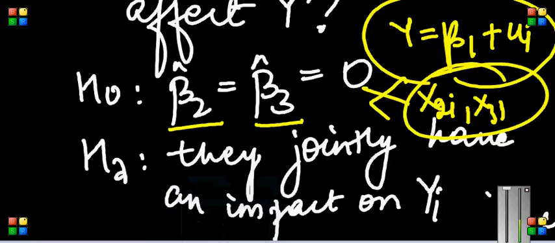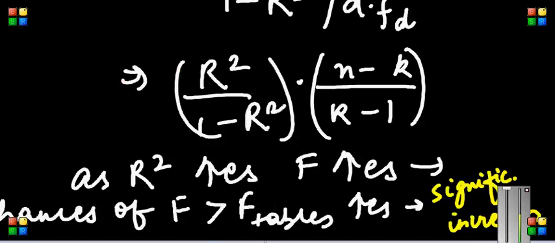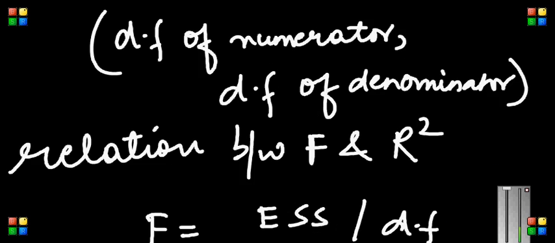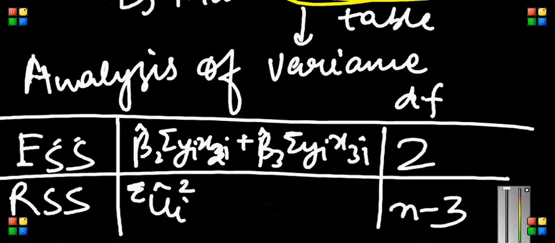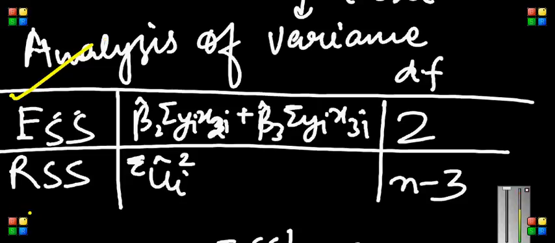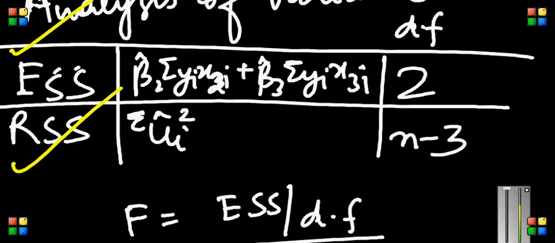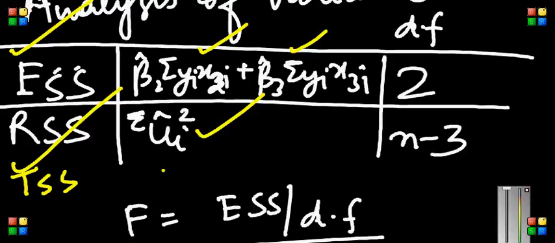Okay, so coming forward, I would use the F test. I will make use of the ANOVA table, which you already know. I will write down what is ESS, what is RSS, and what is TSS. So ESS is beta 2 hat summation y_i x2_i plus beta 3 hat summation y_i x3_i, RSS is summation u_i hat square, TSS is summation y_i square.